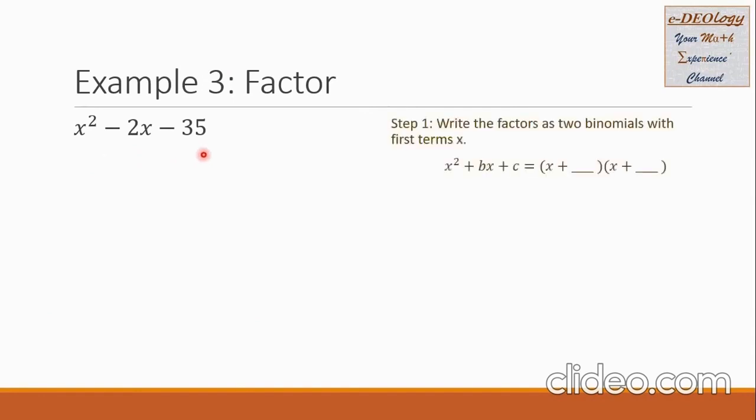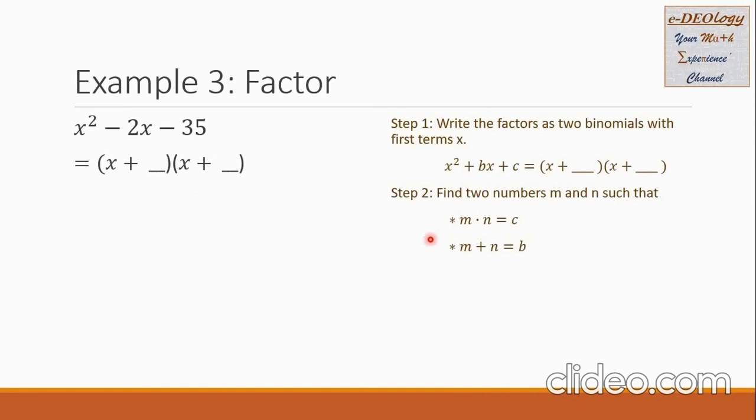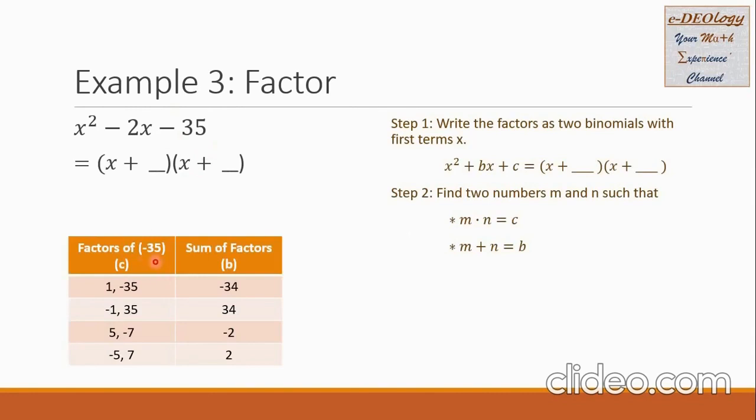Let us have example 3. Factor the trinomial x squared minus 2x minus 35. Step 1. Write the factors as two binomials with first terms x. So here it is, x plus blank times x plus blank. And then let us find two numbers, m and n. So we're going to find the factors of negative 35. The factors of negative 35 are on this column. First pair is 1 times negative 35. Second is negative 1 times 35. Third, 5 times negative 7. Fourth, negative 5 times 7.